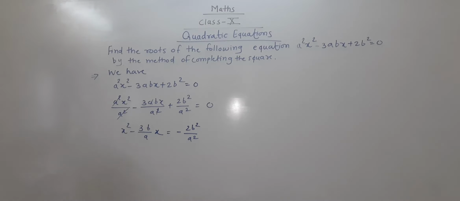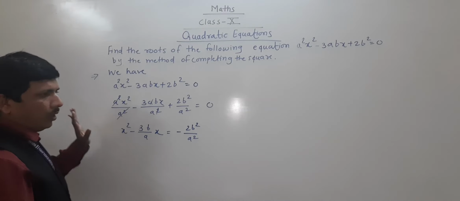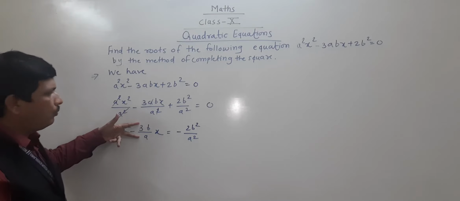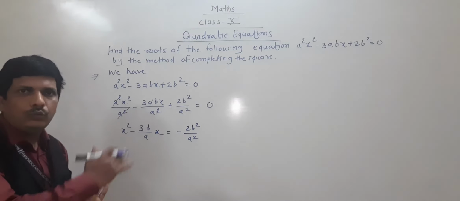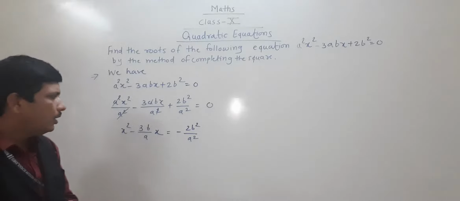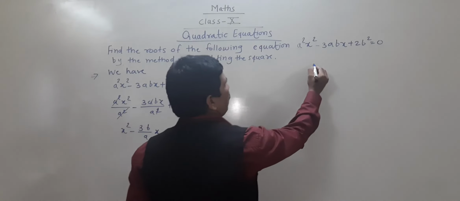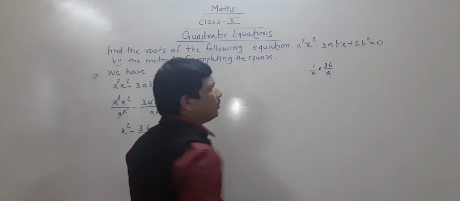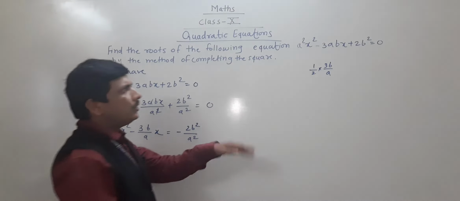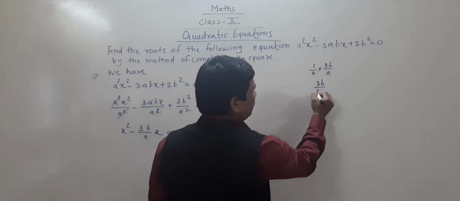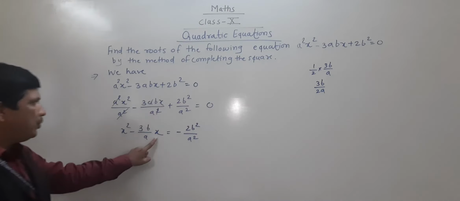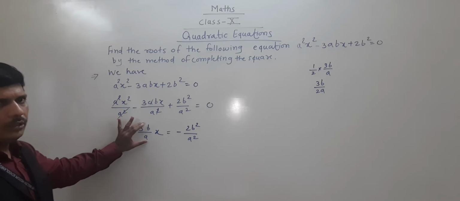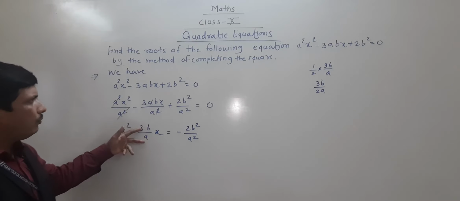Okay, so now what we need to do here, we have to take the square of half of the coefficient of x, and that we need to add in LHS and RHS. So half of 3b upon a, what are we going to get here? 3b upon 2a, half of the coefficient of x. What is the coefficient of x? 3b upon a. Okay, only the coefficient we need to use. So that we have taken.